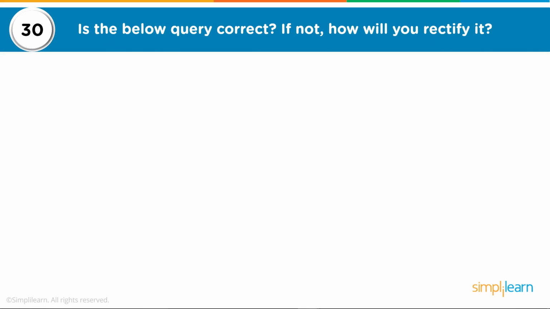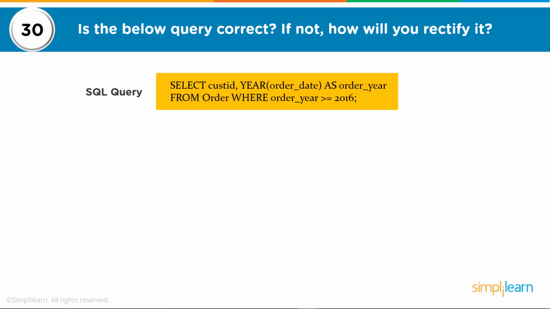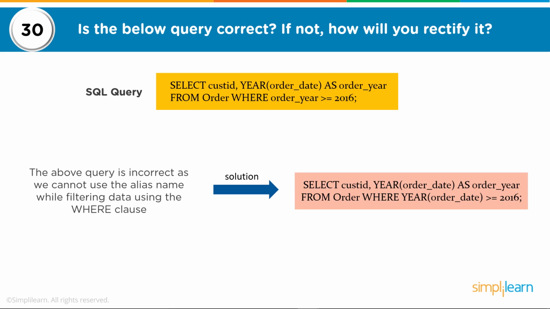Is the below query correct? If not, how will you rectify it? Select customer ID, year, order date as order year from order where order year is greater than or equal to 2016. And hopefully you caught it right there. The devil's in the details. We can't use the alias name while filtering data using the WHERE clause. So the correct format is all the same, except where it says WHERE year(order date) is greater than or equal to 2016, versus using the order year we assigned under the SELECT.